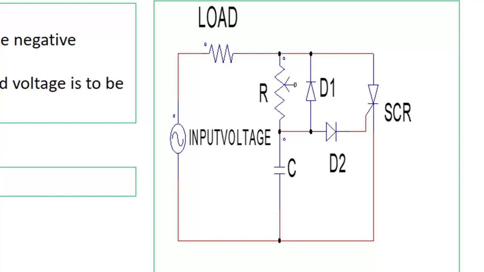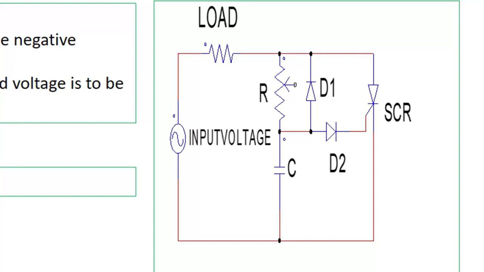We can see input voltage, load, resistance, capacitance. A simple RC circuit is there with AC excitation. So the voltage across the capacitance will lag the supply voltage or input voltage by a certain angle based on the value of R and C. That means that lagging angle we can control by controlling the value of R and C. Here C is fixed, R is variable. So by controlling the value of this resistance R, we can control the lagging angle.